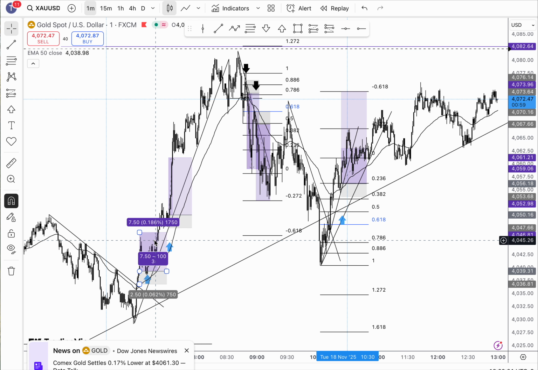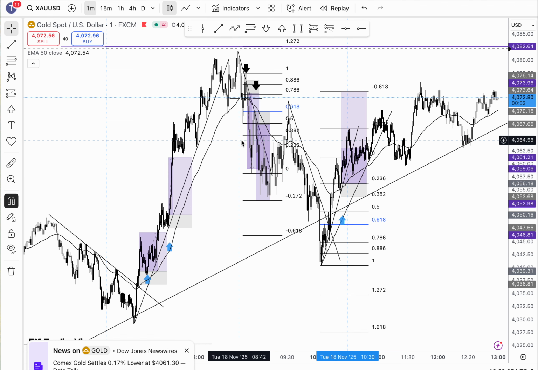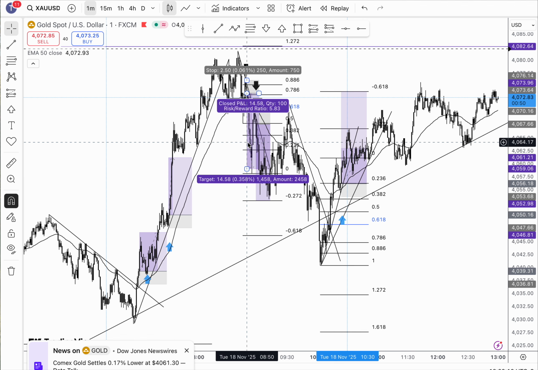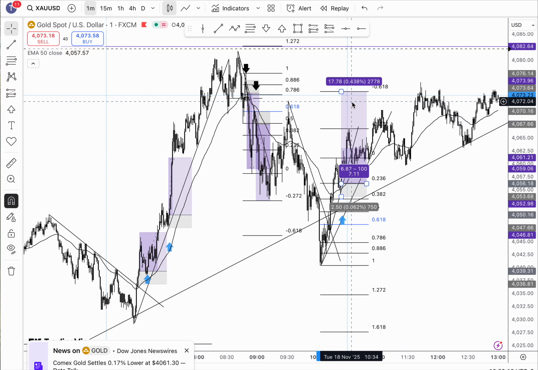So we have a long here for about a 1 to 3 risk to reward. We have another long for about a 1 to 4.5, and then we have another short for the third trade, almost a 1 to 6, and then we have a scaling entry again for almost another 1 to 6, and then we also have a 1 to 7 for a long.